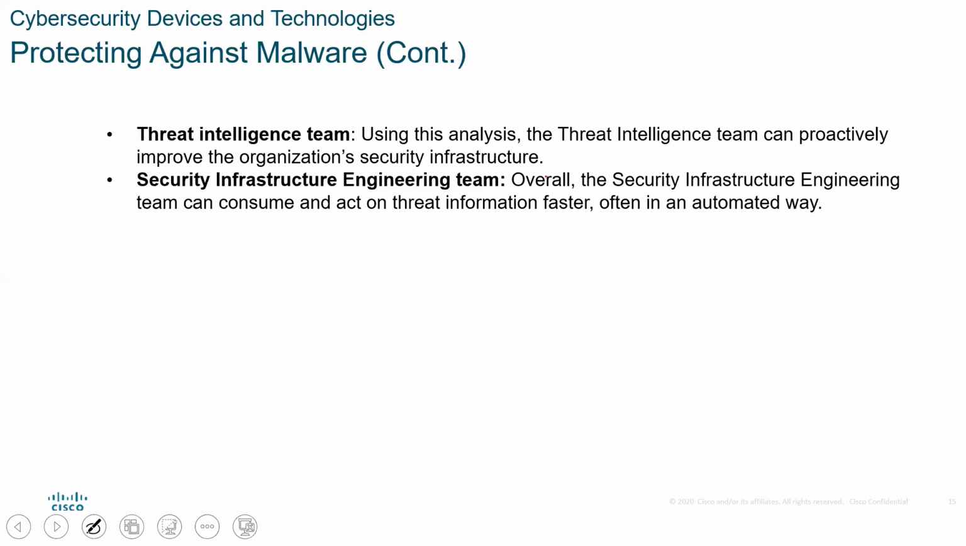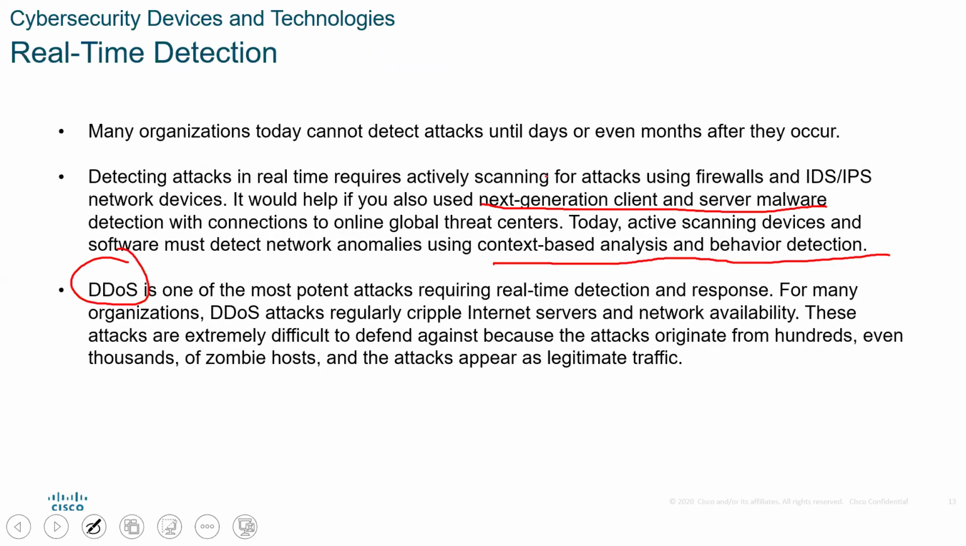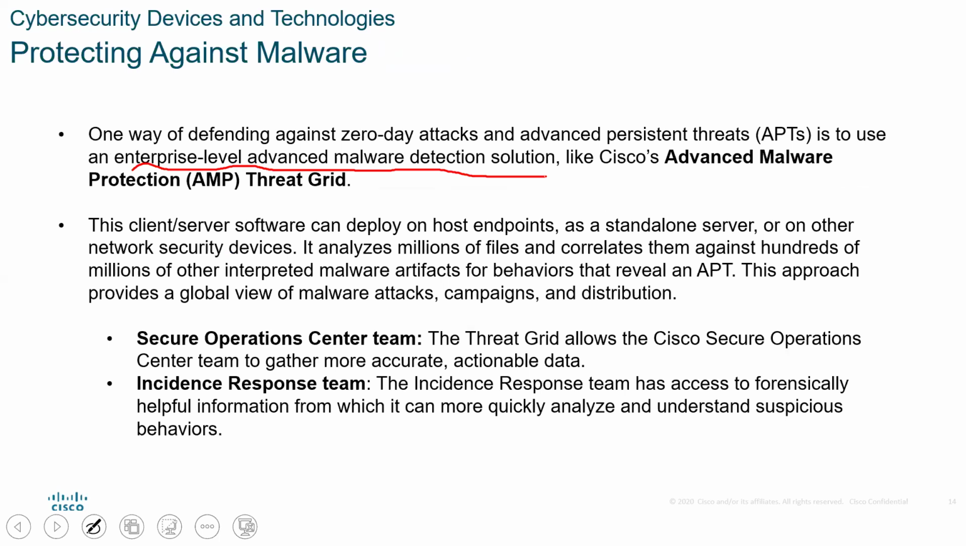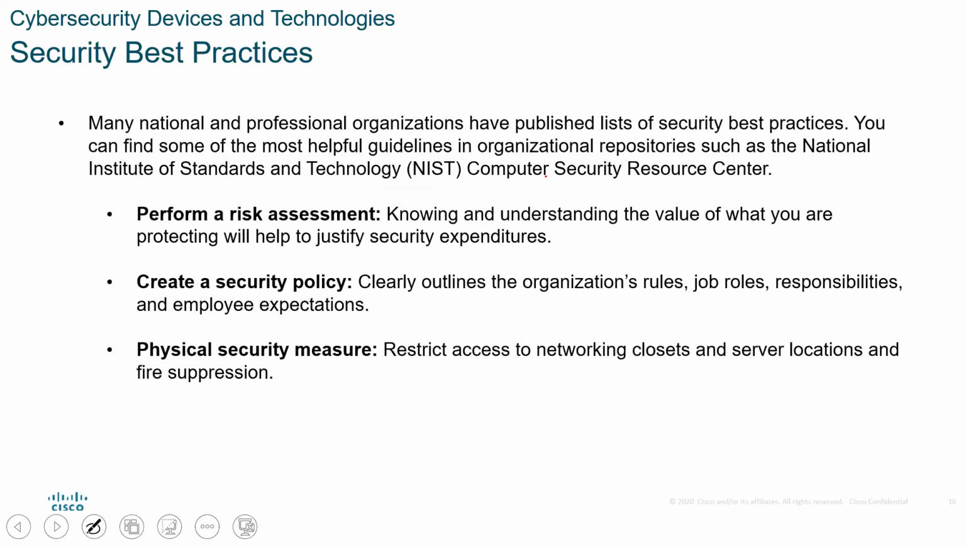So you see, to protect your device against malware, you need the AMP, the Cisco Advanced Malware Protection. You also need a Secure Operations Center team. You need to create a team. You need to create an incident response team. You need to create a threat intelligence team. You need to create a security infrastructure engineering team. So these are some best practices.